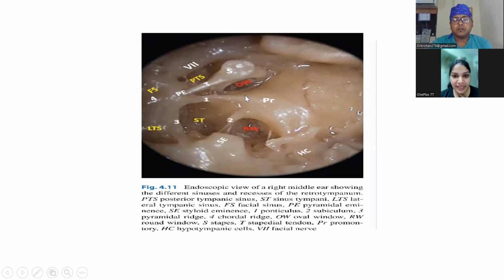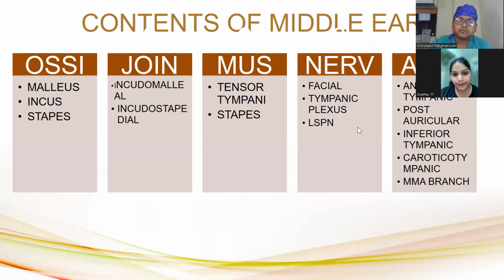then the sinus tympani area, above is the ponticulum, below is the subiculum, then the oval window area, round window area, and the promontory. This is a very clear diagram, and the same as this we can appreciate in a normal person also. So it is a very important diagram, a very important endoscopic view.